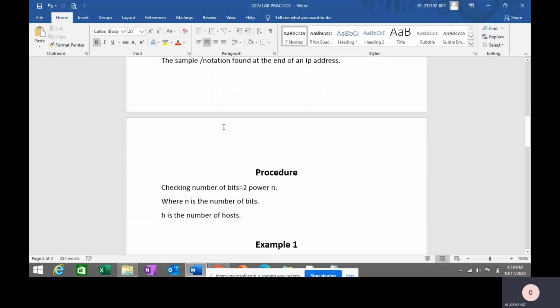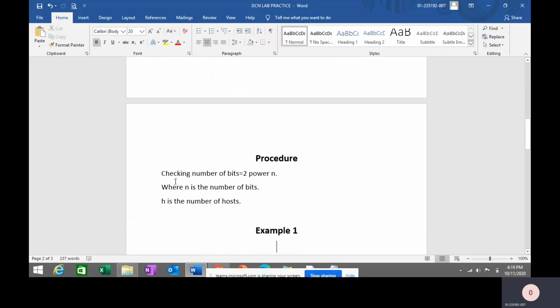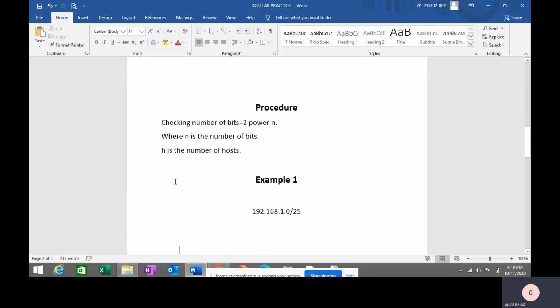First of all, we need to know the procedure of solving a subnet problem. First, we need to understand what we need to do while solving a subnet problem. First, checking the number of bits. How do we check the number of bits? Where n is the number of bits and h is the number of hosts. After solving this problem, you will be able to understand the concept of subnet. So this is a problem. First, we need to solve it. What are the given data?